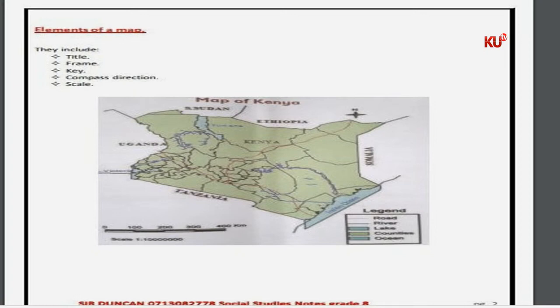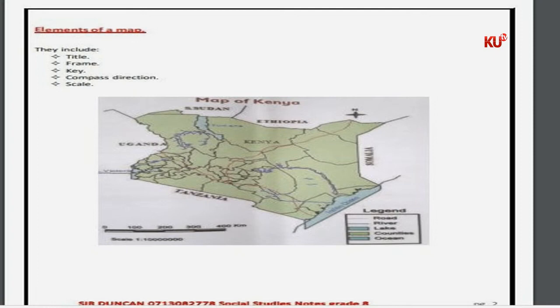And the title of that map is Map of Kenya. Number 2, does it have a frame? Is it enclosed in a frame? Yes, the map is enclosed in a frame, and you can see it on your screen.